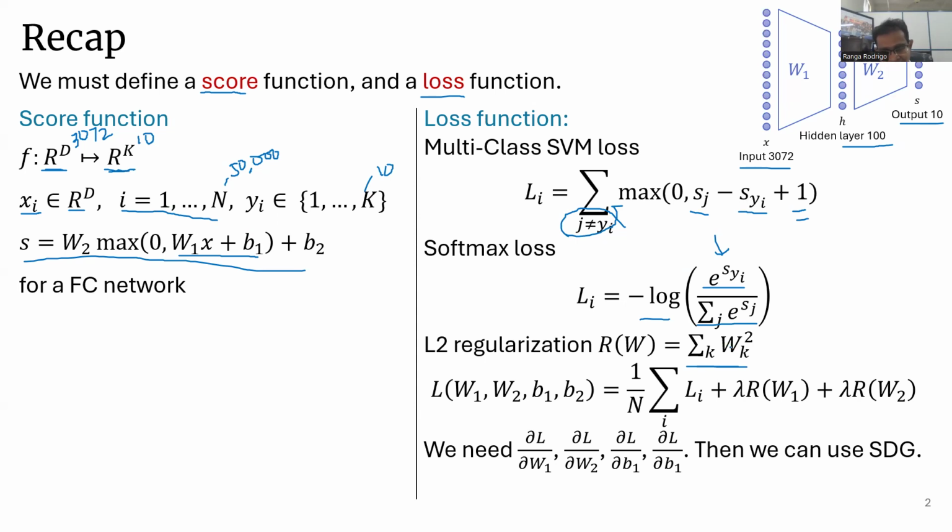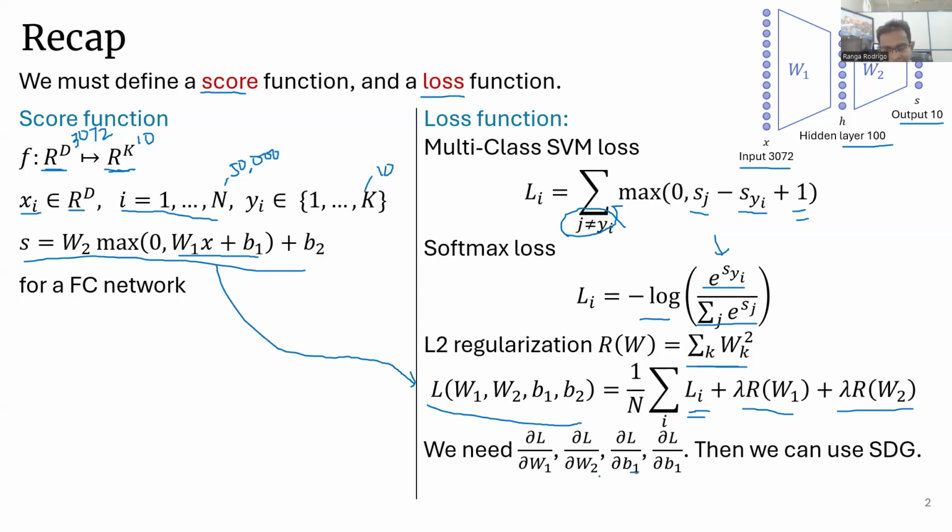Otherwise, the parameters can grow large, these W parameters. So usually if you take this network, it will be L, a function of W1, W2, b1 and b2, which is the summation of all losses for each image, plus the regularization of W1 and W2 parameters. So what we need to do is gradient descent, that means move in the negative direction of the gradient to obtain better W1, W2, b1 and b2 parameters.